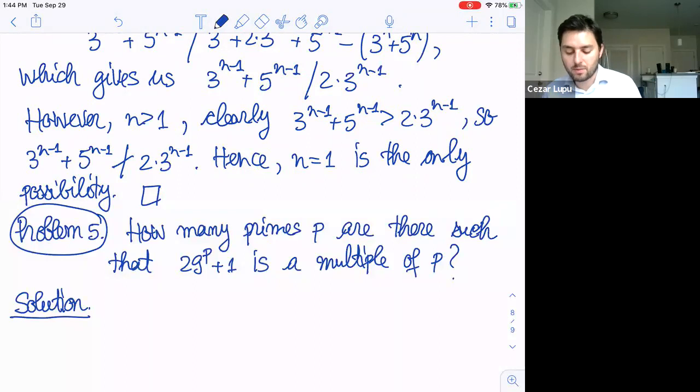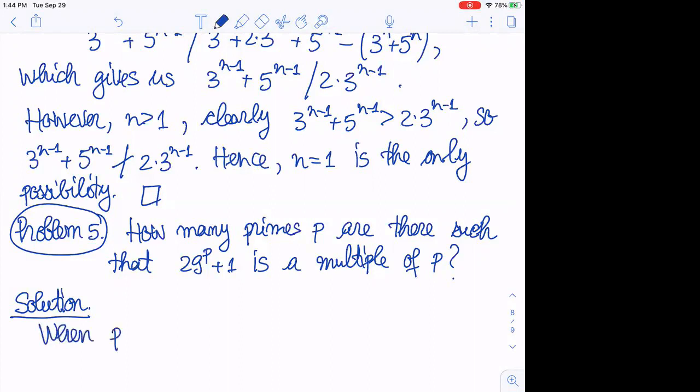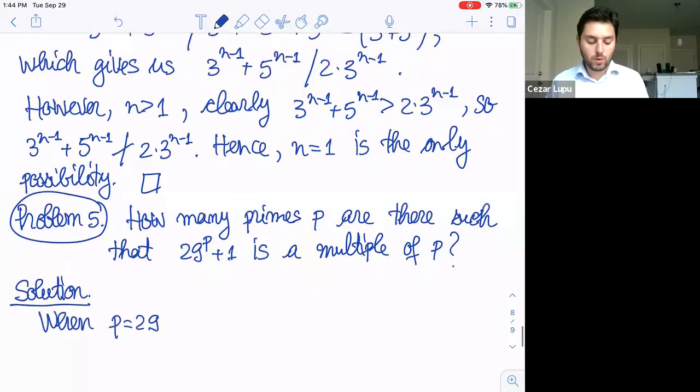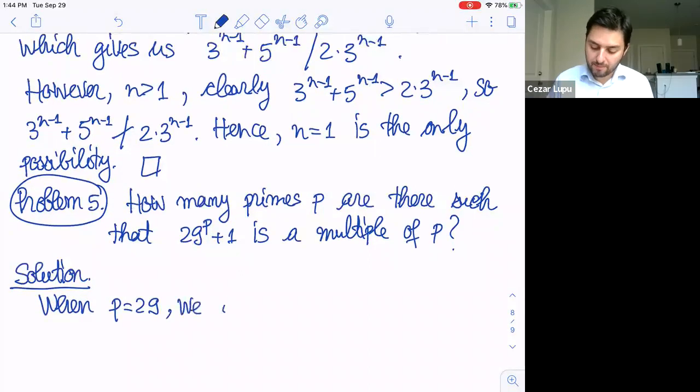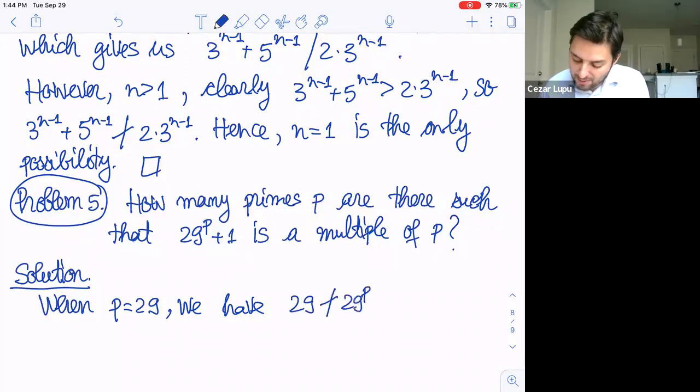What if you consider, first of all, you have a prime number there. 29 is a prime number, all right? Is it or is it not? Sure it is, right? So when P is 29, what do we have? Let's see if 29 is a good number. Well, unfortunately, 29 does not divide 29 to the power P plus 1.